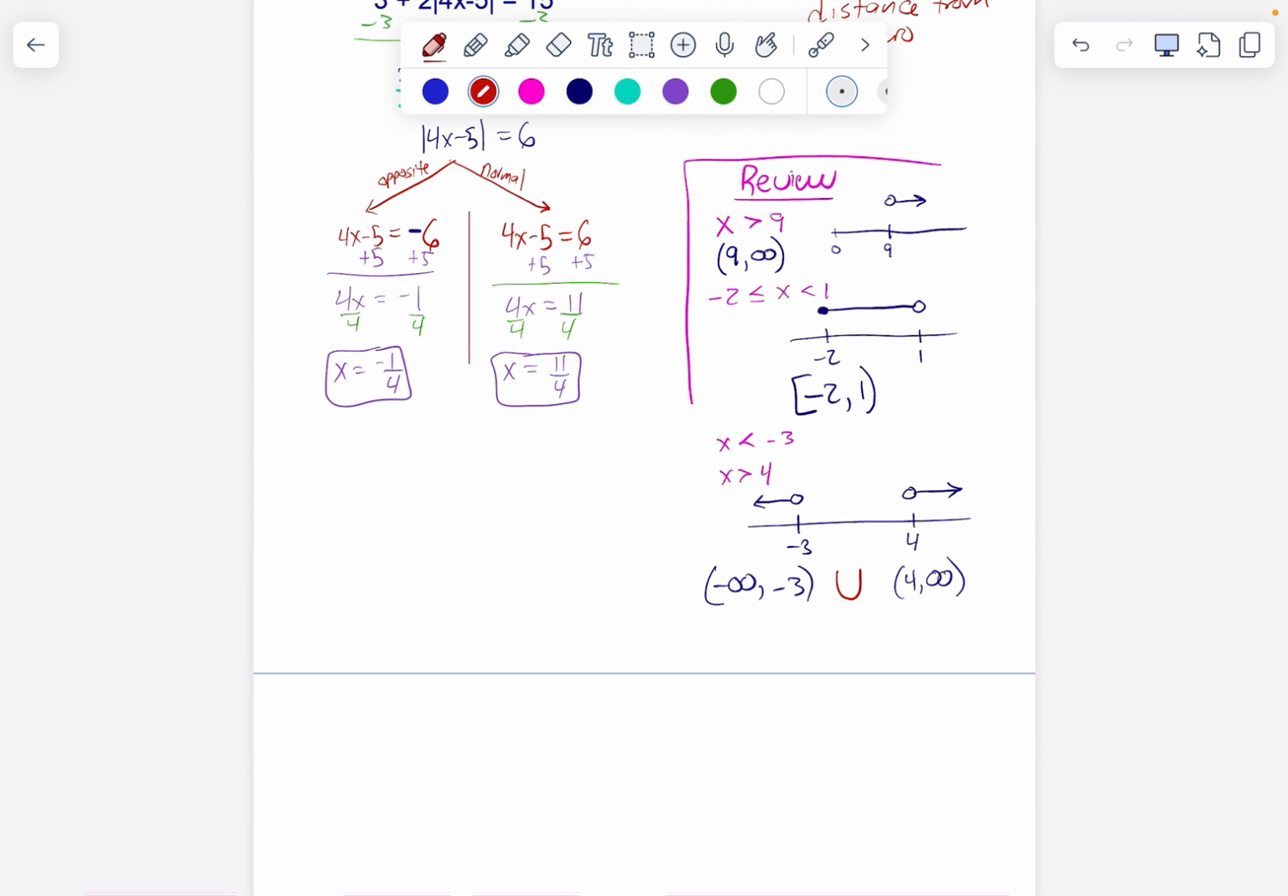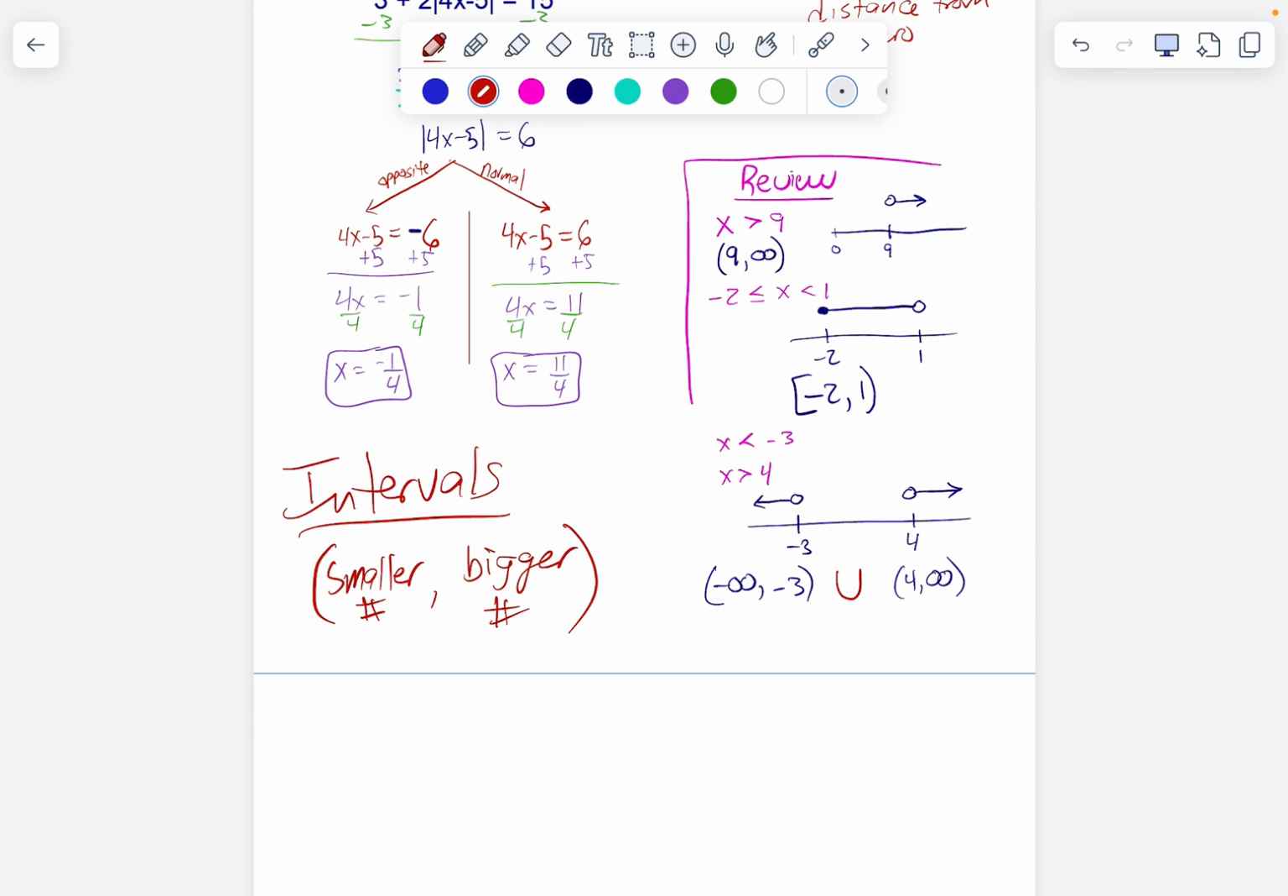So big idea. Anything it can be, so or equal to or closed circle, it's a bracket. Anything it can't be, so open circle or not equal to, it's parenthesis. Always start from the lower number to the higher number. And that's probably the single most missed issue on intervals. So just reminding you, smaller number, if you want to write this down, and then bigger number. Always go small to big. All right.